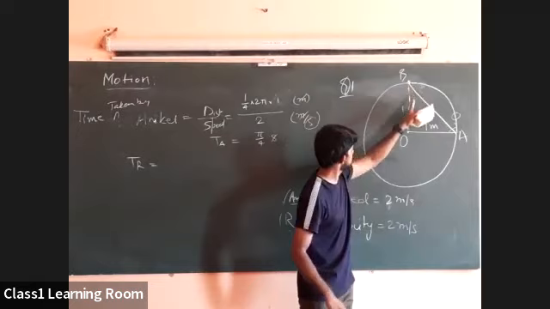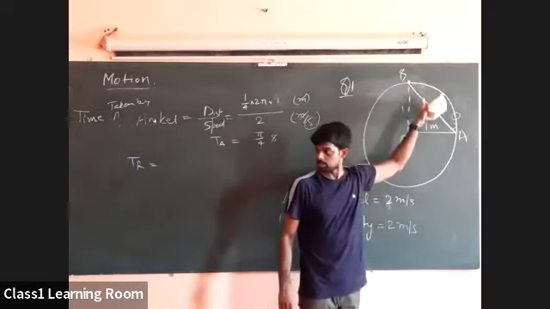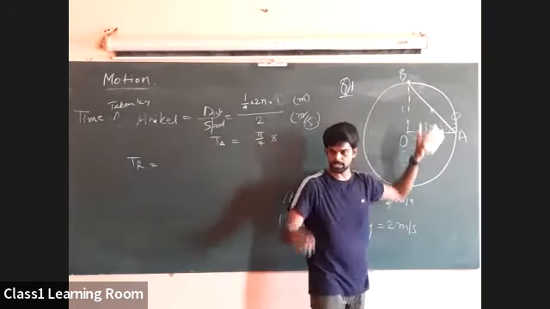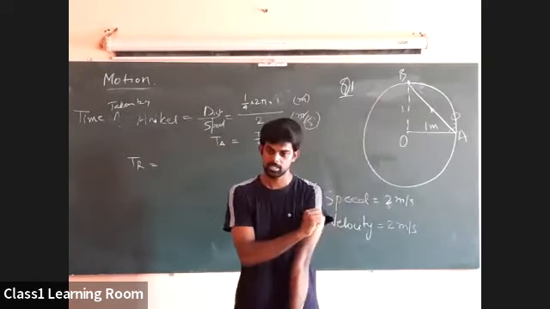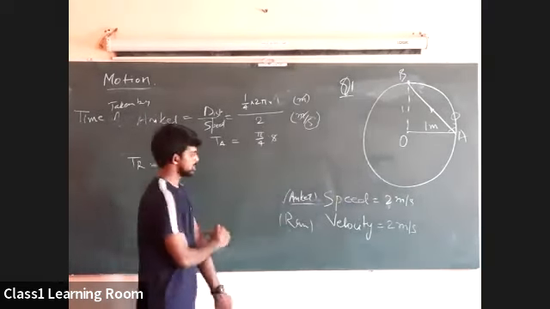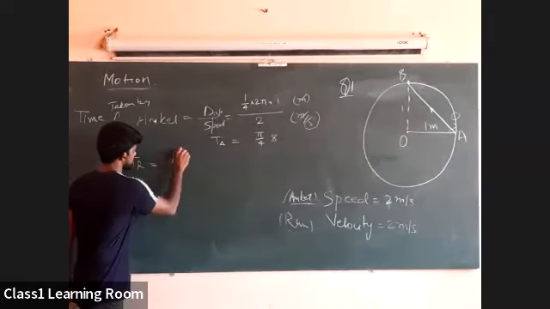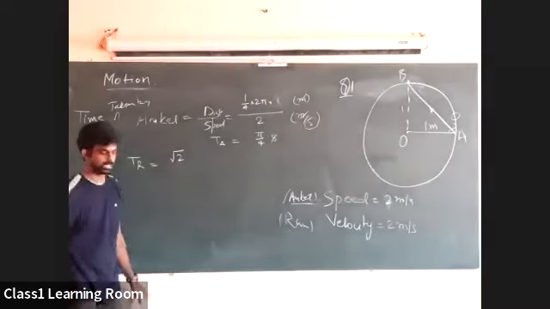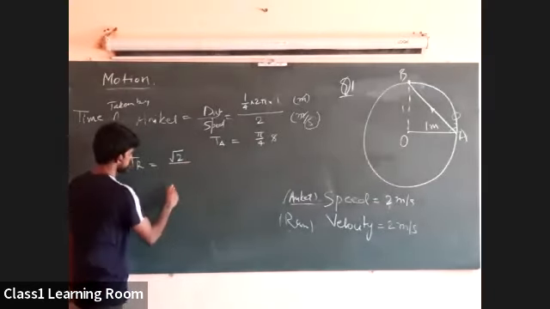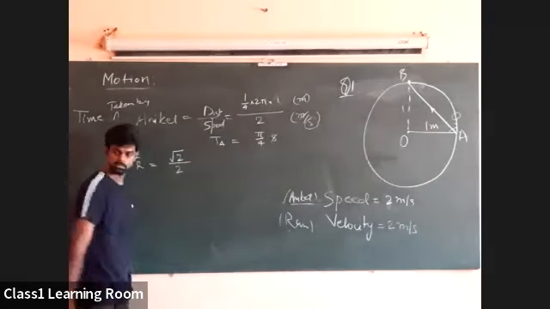AB square is equal to? Yes, correct. So do that. How much are you getting? Root 2, right? Yes, good. So this distance you are getting is root 2, displacement, divided by time. Speed is how much? 2.